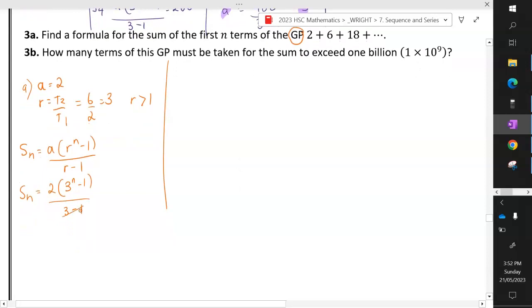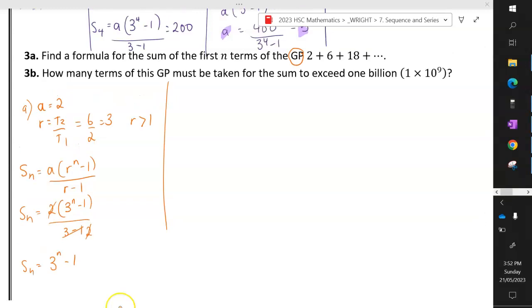So if this bottom line becomes a 2, and it cancels with my 2 on the top, my generic term for the sum is going to be 3 to the power of n, take away 1. Let's have a look at how else they could ask a question like this.